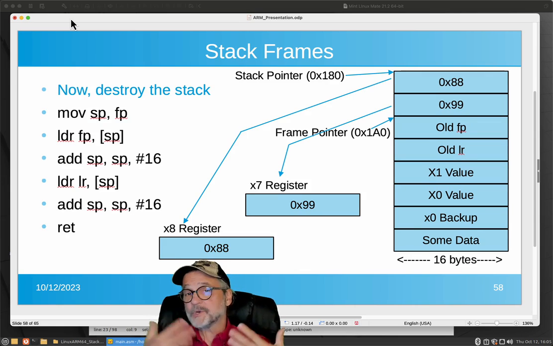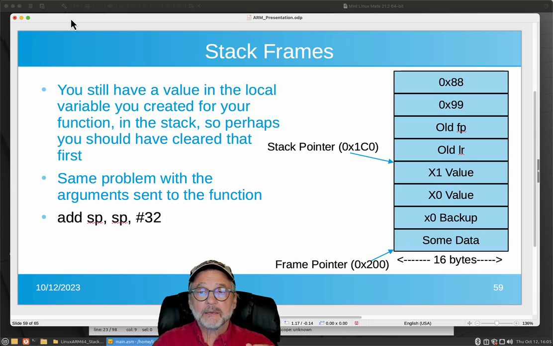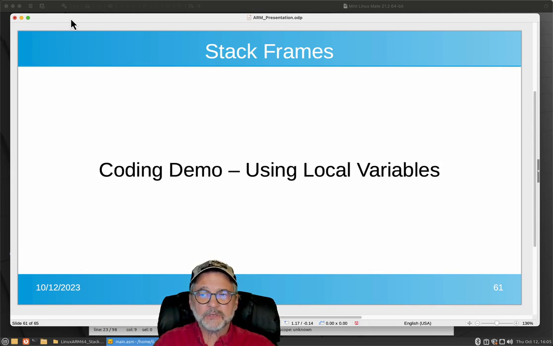Okay, when we're done doing whatever it is that we're doing, we destroy the stack. I still have local variables in there. It would have been a good idea to zero those out before I do that. And then the main function, when you return, it destroys the two arguments. I think what we should do is zero out our local variables before we end this function. And we're going to do that in the coding demo.